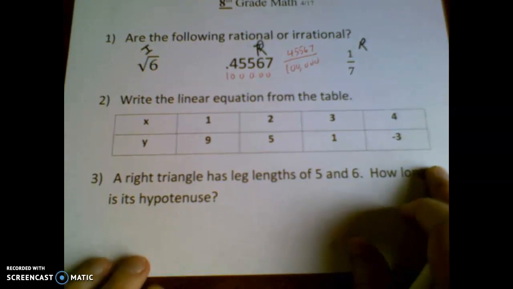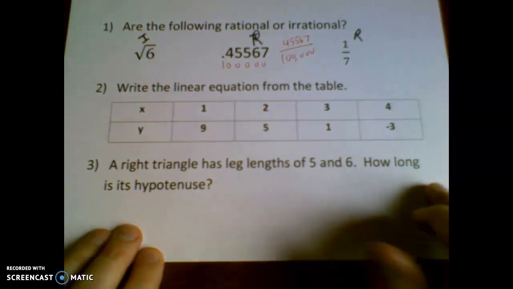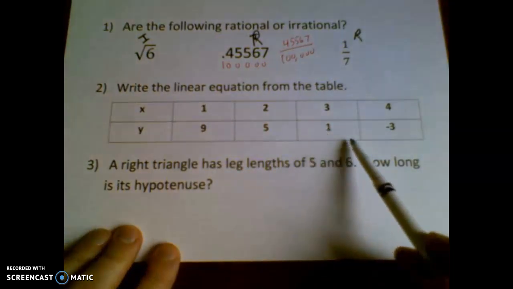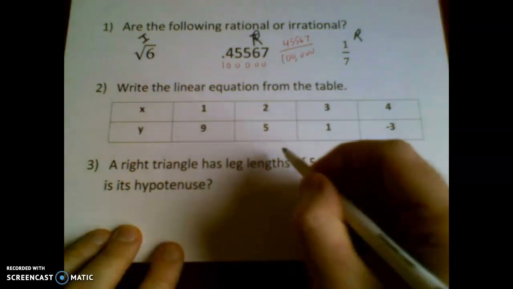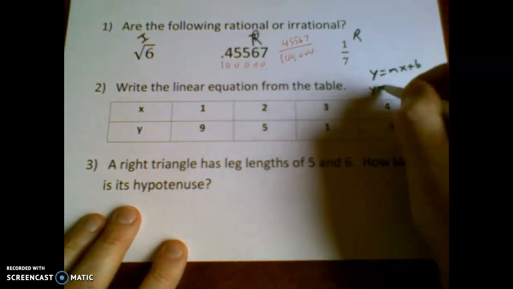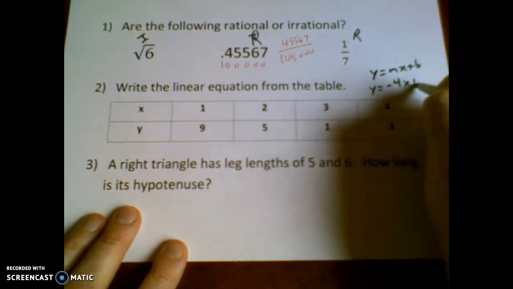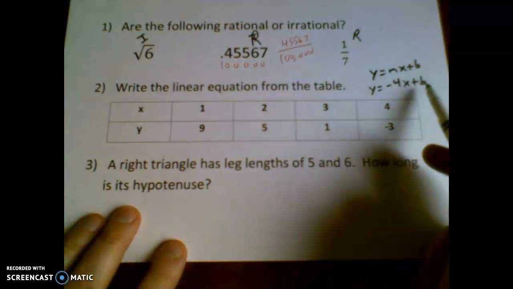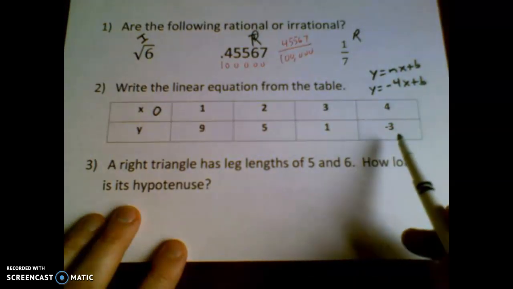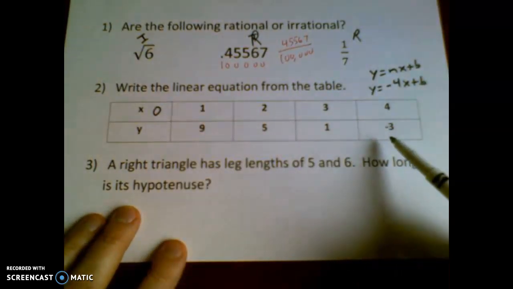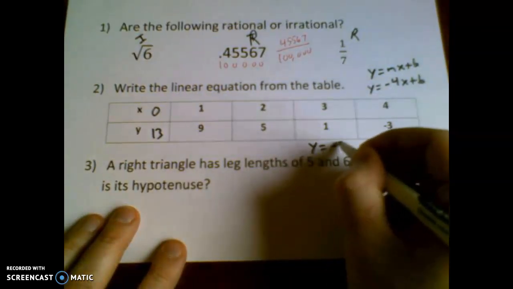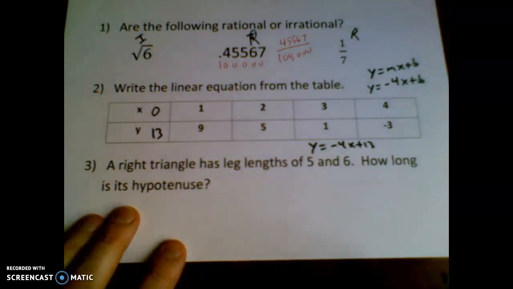All right, the next one, write the linear equation from the table. I look for a pattern. It appears that it goes down by 4 each time x goes over by 1. So I go y equals m times x plus b. And because it goes down by 4, I go y equals -4 times x plus b. And then to find the y-intercept, I have to go back to where x is 0. So I follow my pattern backwards. And if I go backwards, it doesn't go down by 4. I'm increasing by 4. And I end up with 13. So y equals -4x plus 13 as my equation.